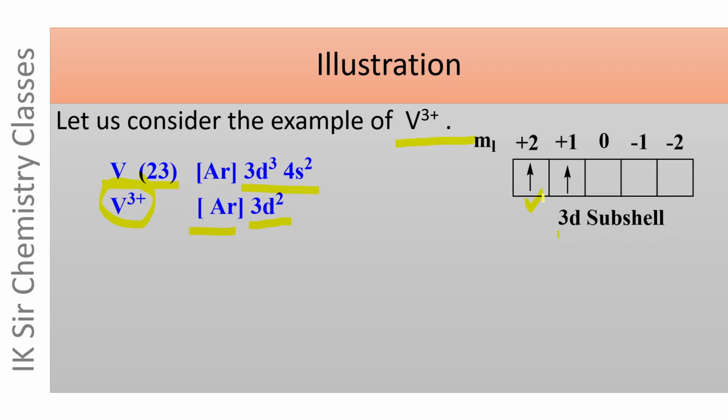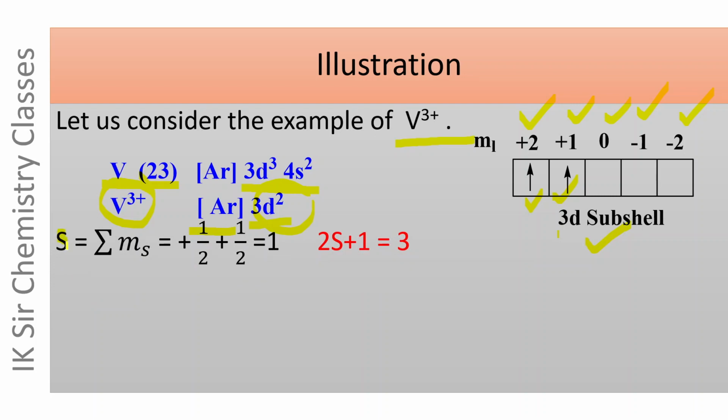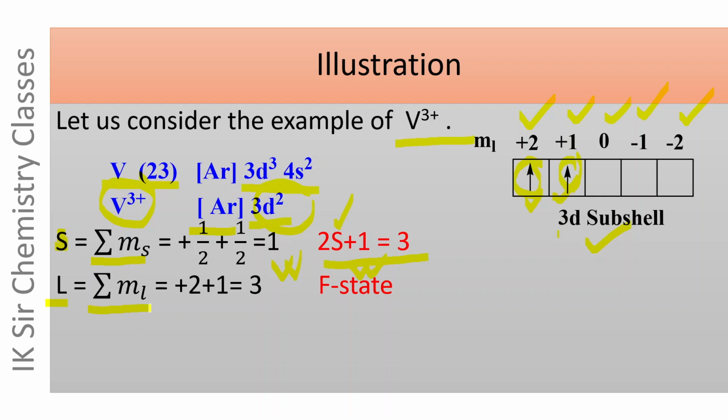Here, two unpaired electrons are present in the 3d subshell. These are the ml values of various boxes: +2, +1, 0, -1 and -2. These are the ml values of various orbitals of the d subshell. The resultant spin angular momentum quantum number will be equal to the summation of ms values, +1/2 and +1/2. These will become +1, and 2S + 1 will be equal to 3. If we put the value of S equal to 1, the spin multiplicity will be 3. Capital L, that is the resultant orbital angular momentum quantum number, is equal to the summation of ml values.